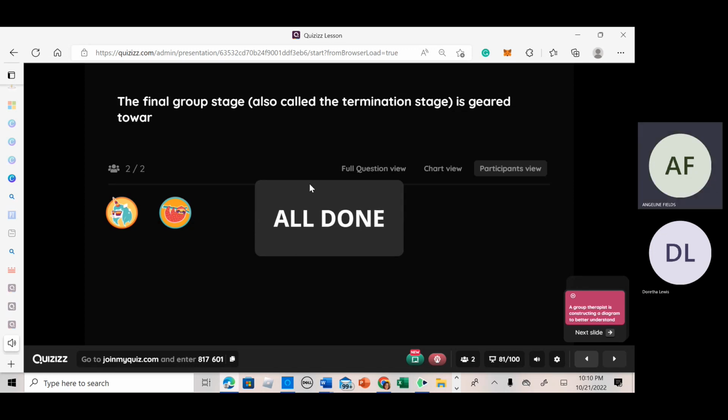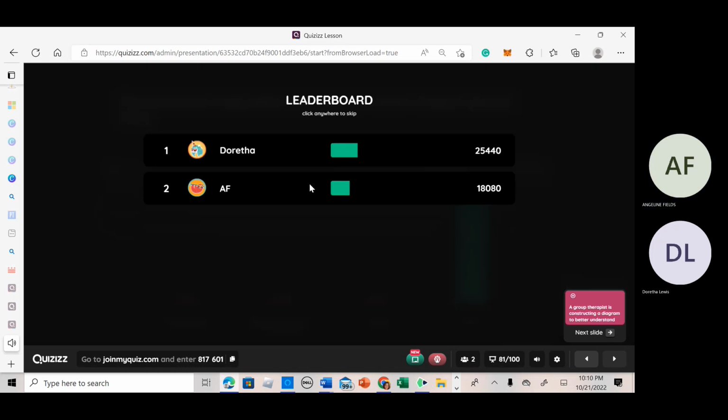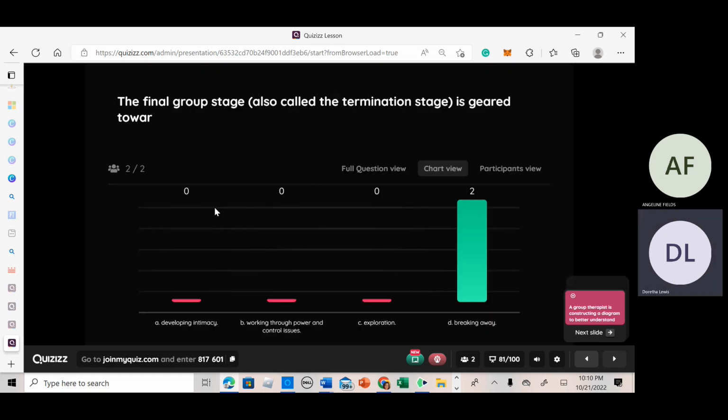The final group stage, also known as the termination stage, is geared toward the breaking away. Yep. And it was the only one in the whole set of options that mentioned anything about breaking away or ending something as well.